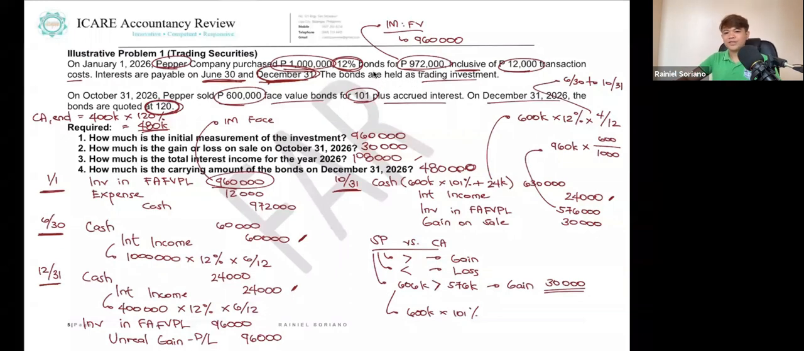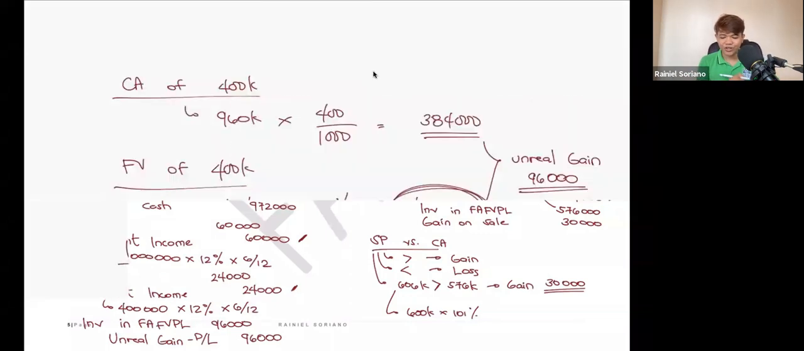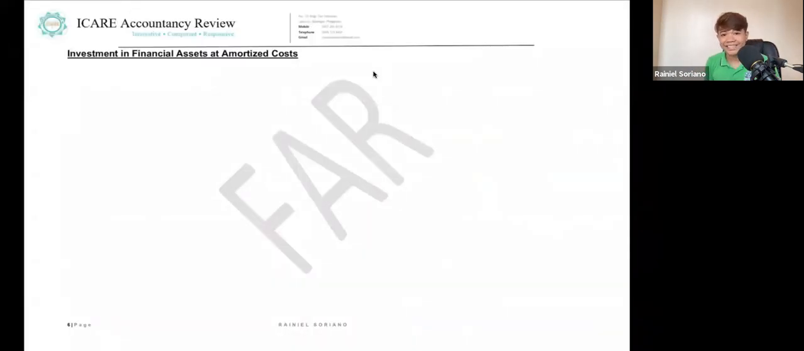Okay? So now, punta tayo sa kasunod. The next classification will be the investment in financial asset at amortized cost. Okay? So kapag amortized cost, nag-comply tayo dun sa dalawang business model. Ano yung dalawang yan? Collection of contractual cash flows, and then second is that the collection is purely collection of principal and interest.